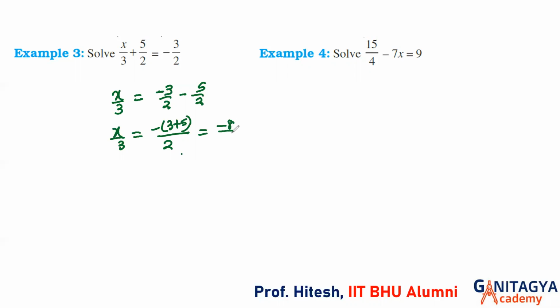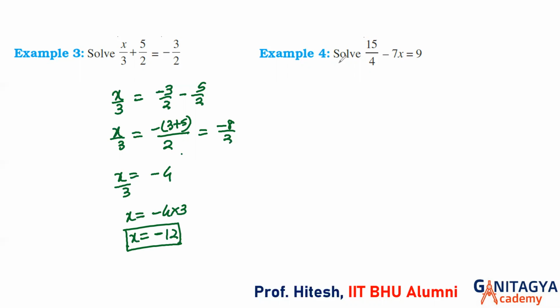that is nothing but minus 8 upon 2. So x upon 3 is minus 8 upon 2, which is minus 4. So x is nothing but minus 4 into 3. Hence I can write x is equal to minus 12.